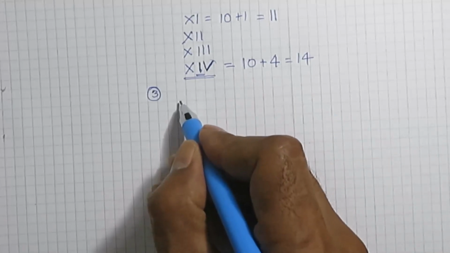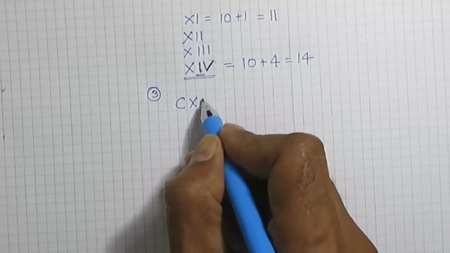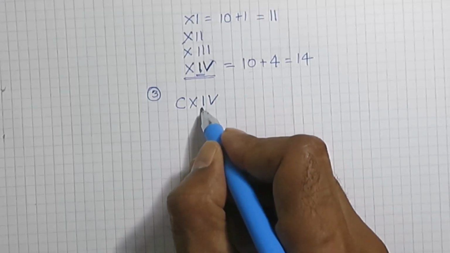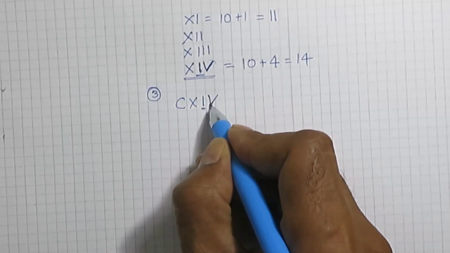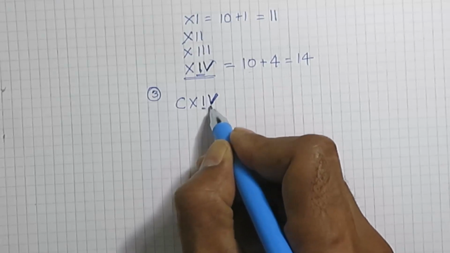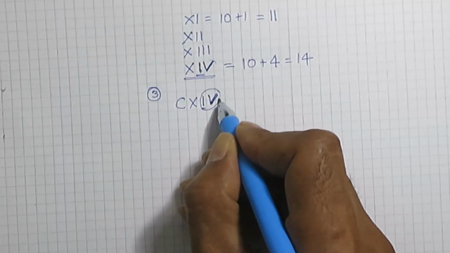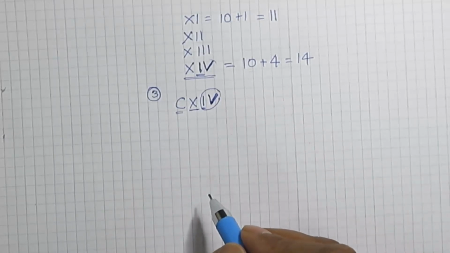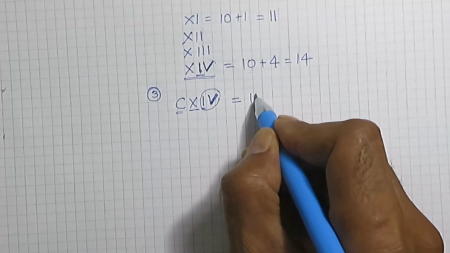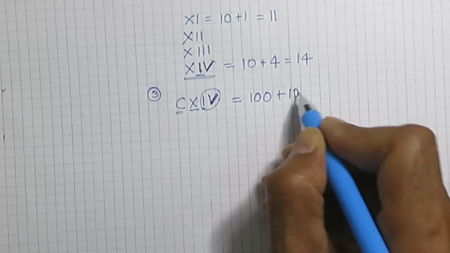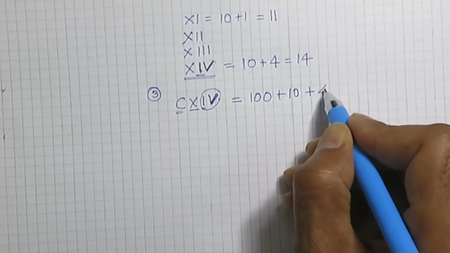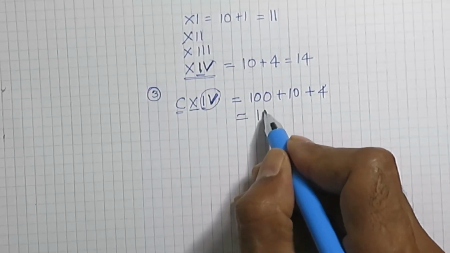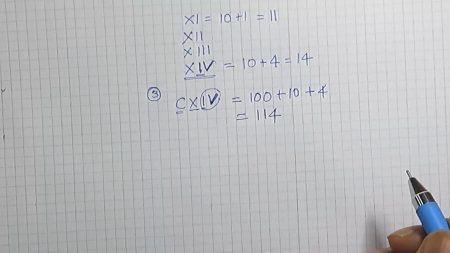Okay, so similarly, if I write CXIV, here we can say that this is the smaller numeral, so it will apply to this larger numeral here. So that means it represents 4. This represents 4, this is 10, and this represents 100. So we can say this is 100 plus 10 plus 4, or 5 minus 1. So this is 114. So this is rule number 3.